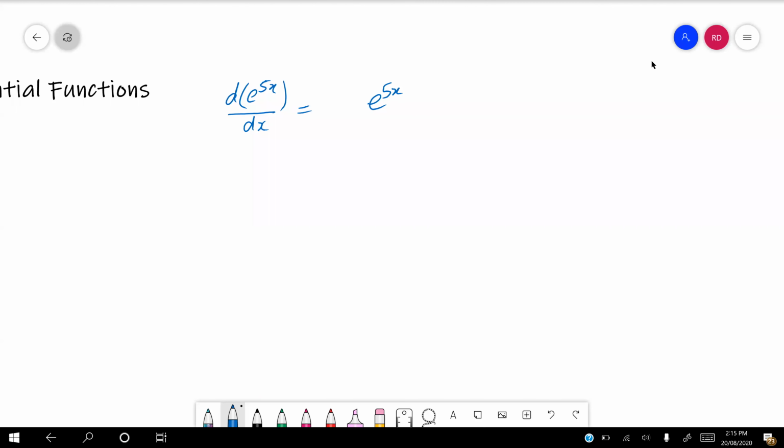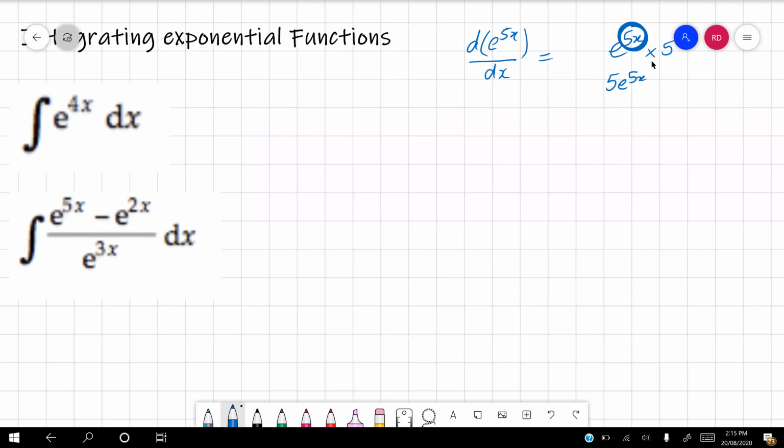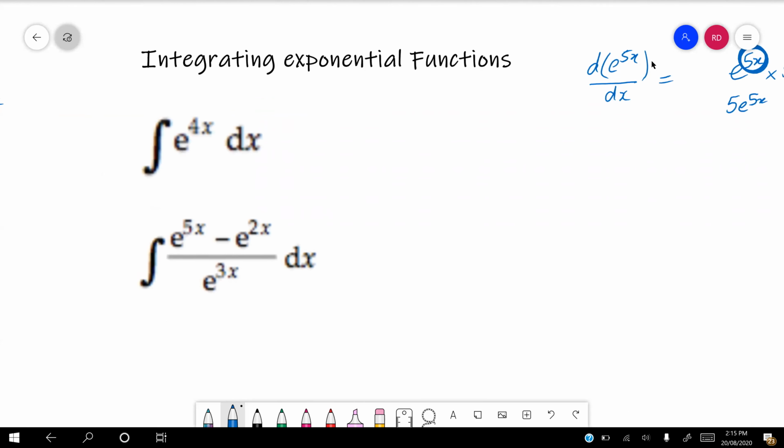We know the derivative of the exponential function is itself. But this is a composite function. There's a function within the function. So the derivative of 5x is 5, so I'm going to multiply by 5. So it gives me 5e^(5x). So if I was going backwards, okay, so here I am going backwards. First, I know the function is itself. So it's going to be e to the 5x. So write that out as it is.